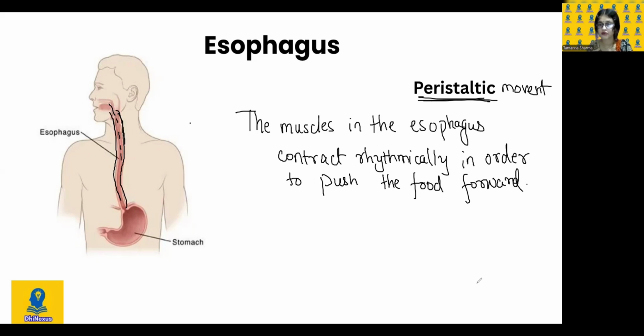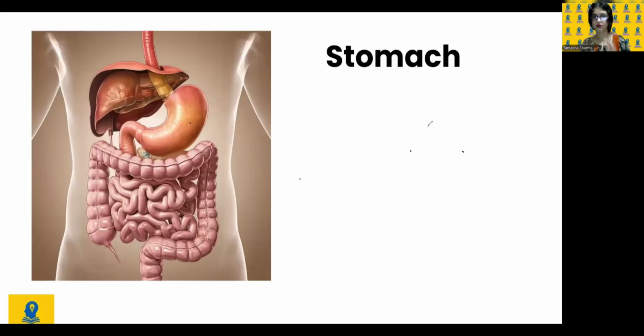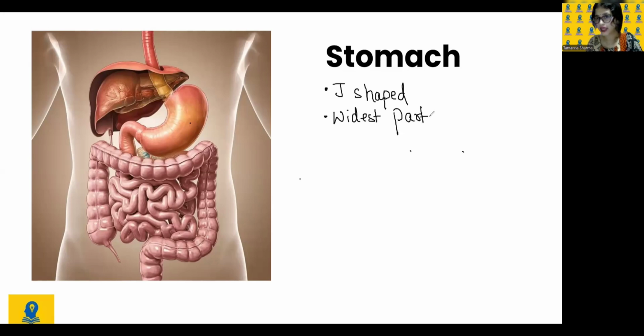Now, as we are done with the esophagus, we will go to the next part, and that is the stomach. The food is passed down from the esophagus to the stomach. First of all, the first thing about the stomach is that it is J-shaped, and it is the widest part in the alimentary canal.